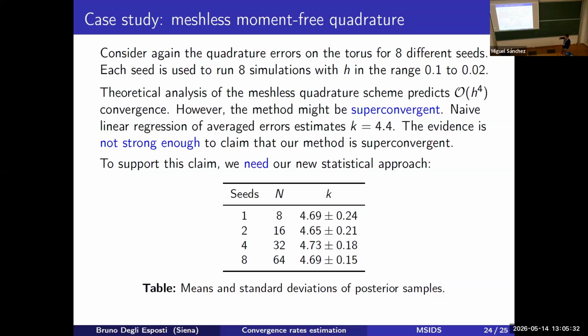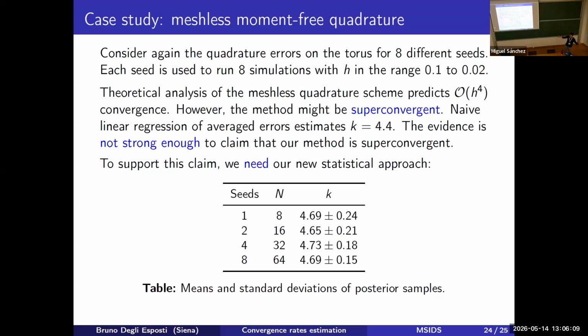And actually, we have observed superconvergent behavior. So we see in many cases that the experimental order of convergence is larger than 4, but extraordinary claims require extraordinary evidence, right? So when we use this least squares fit, we don't have enough evidence to really claim superconvergence, at least in my opinion. But with the new statistical approach, you see with only one seed and 8 different values of h, we get 4.69 plus or minus 0.24. Okay, could be just a coincidence.